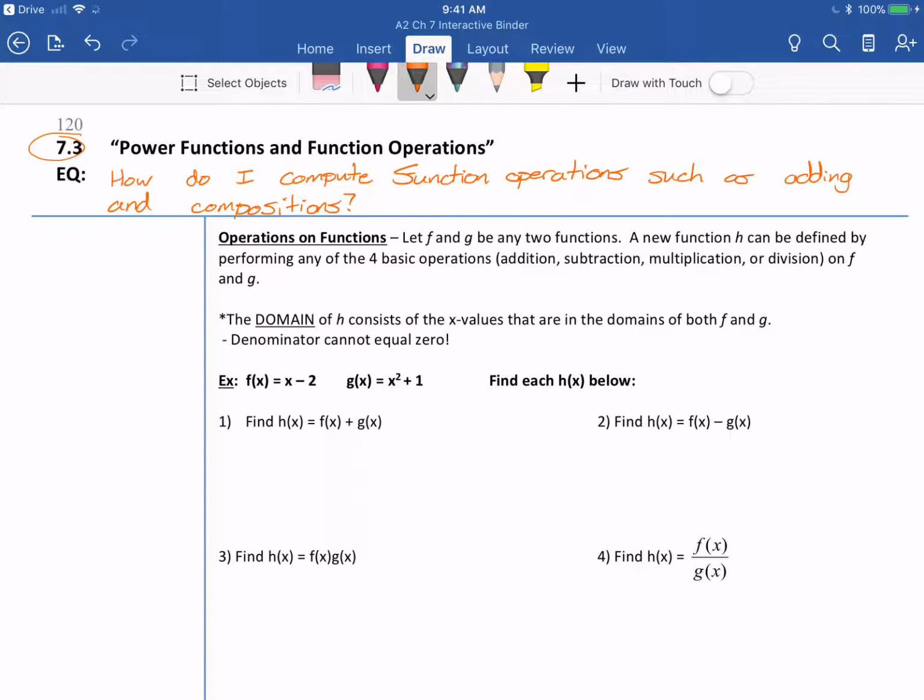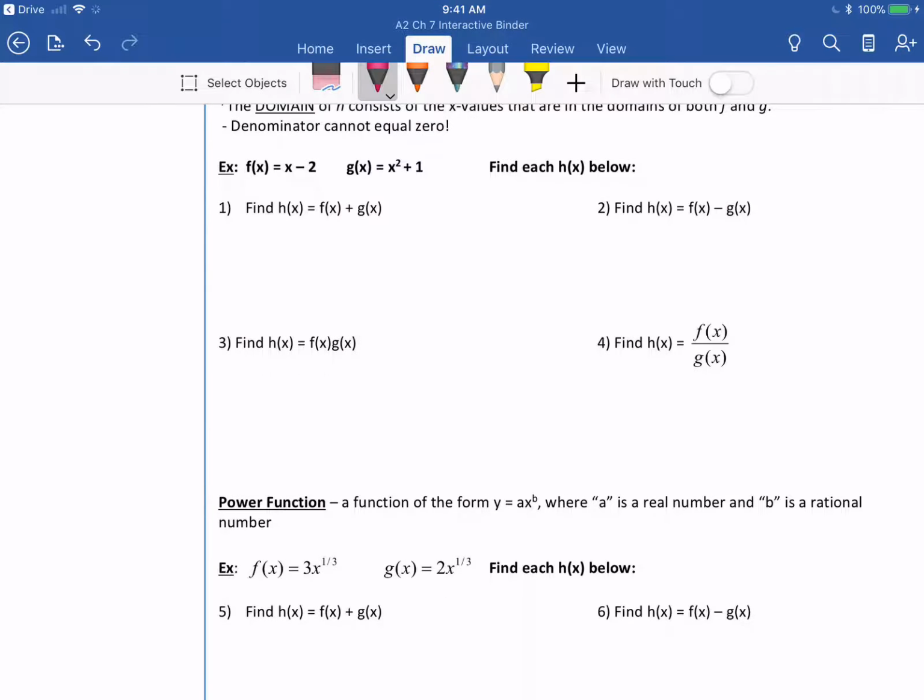All right, so operations on functions really are just these four basic operations. We're going to take some polynomials today and these functions, and we're going to add them together, multiply them together, subtract them, divide them. So it's nothing terribly new. We've done the polynomial adding, subtracting, dividing, multiplying, but it's just the notation that's a little bit different. Okay, so for number one, it says find h of x if h of x is f of x plus g of x.